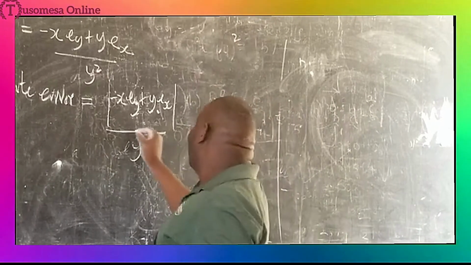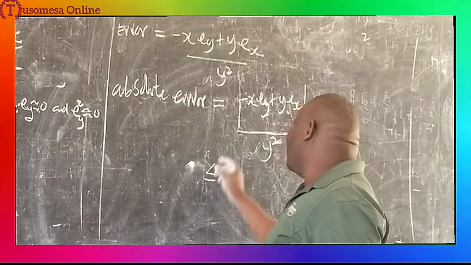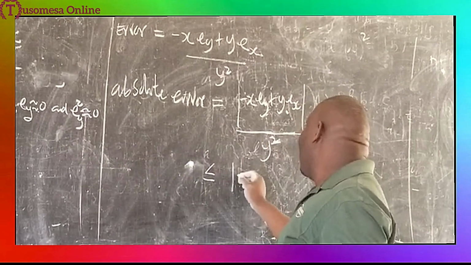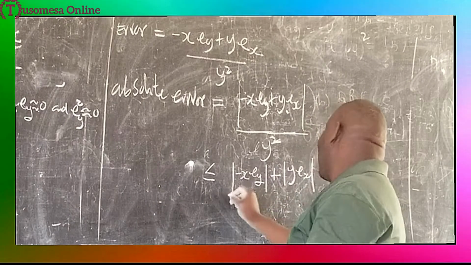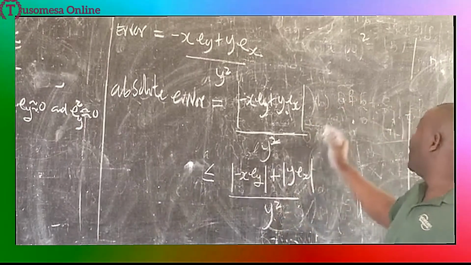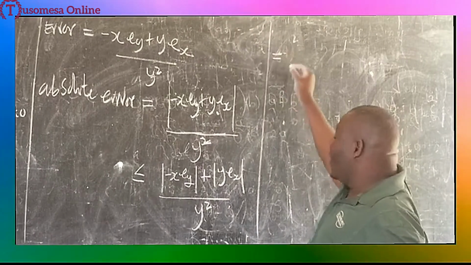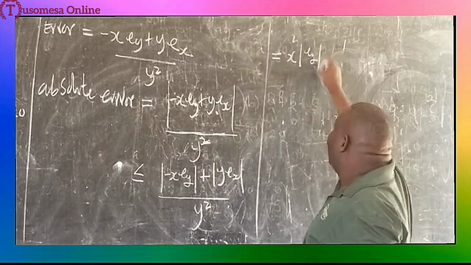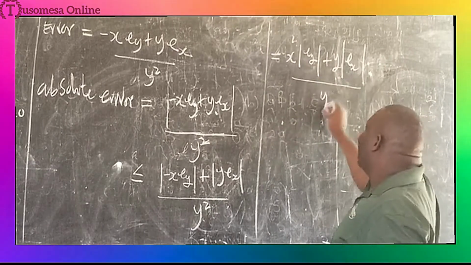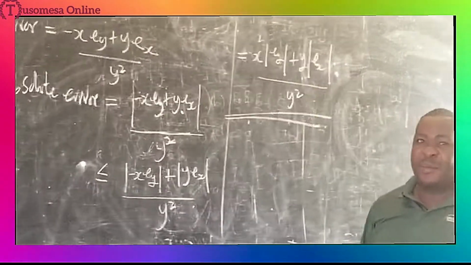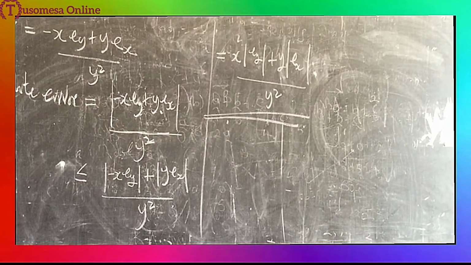So, when you are separating at this stage, don't forget to use the triangular inequality principle. You say that this relation can be less than or equal to negative x ey plus y ex and everything is over y squared. So this x goes with its negative. But the moment you introduce the magnitude here, this one becomes positive. So now you can write that this is x magnitude of ey plus y magnitude of the error in x, and everything is over y squared. And that is the absolute error committed in the quotient of two numbers.